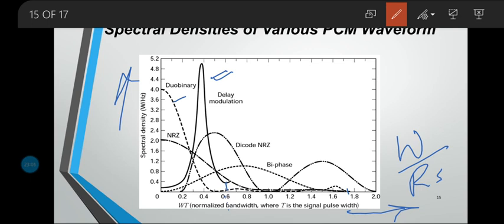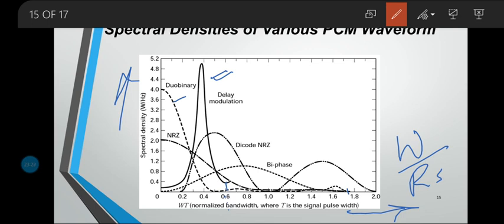One more example: if we consider NRZ and duo binary schemes, they have large spectral components at DC and low frequency, while biphase has no energy at DC. So what does it mean? They both have large spectral components at DC and low frequencies, while biphase has no energy at DC.